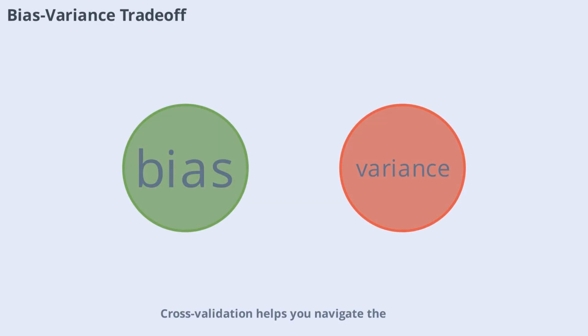Cross-validation helps you navigate the bias-variance trade-off in model evaluation. High bias means your model is too simple and underfits the data, while high variance means it's too complex and overfits. By using cross-validation, you can identify the sweet spot where your model generalizes well to new data, balancing both bias and variance for optimal performance.